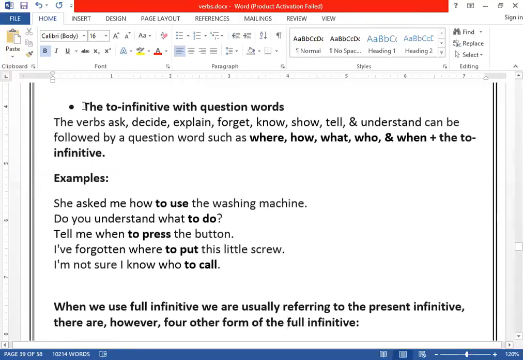Infinitives, they can also be used with what? They can also be used with question words.